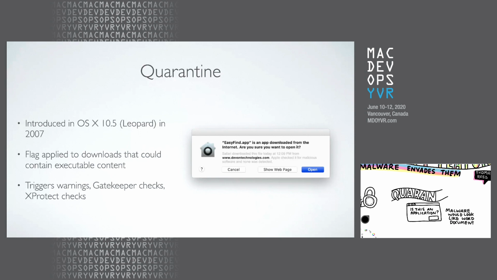This particular feature actually cascades down to a bunch of the other security features. So it's involved in Gatekeeper checks, for example, XProtect, etc. So a lot of the stuff we're going to talk about is actually founded on this quarantine flag and whether it's present or not.